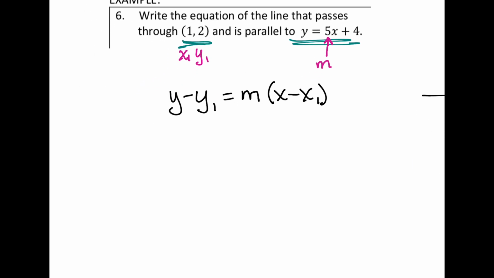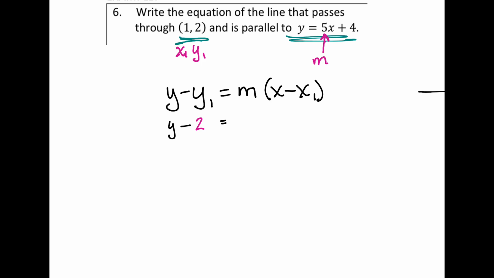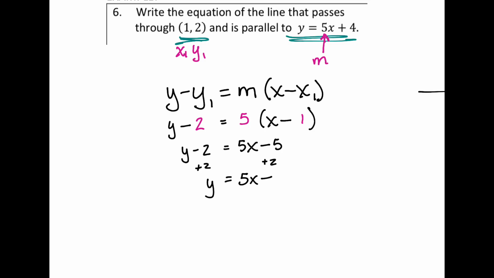Okay, let's see what we've got. So y minus y from your point is 2. That is equal to the slope, which is going to be 5, times x minus x from the point. And there you go. So distribute, and we get y minus 2 is equal to 5x minus 5. Add 2 to both sides, and we get y is equal to 5x minus 3.